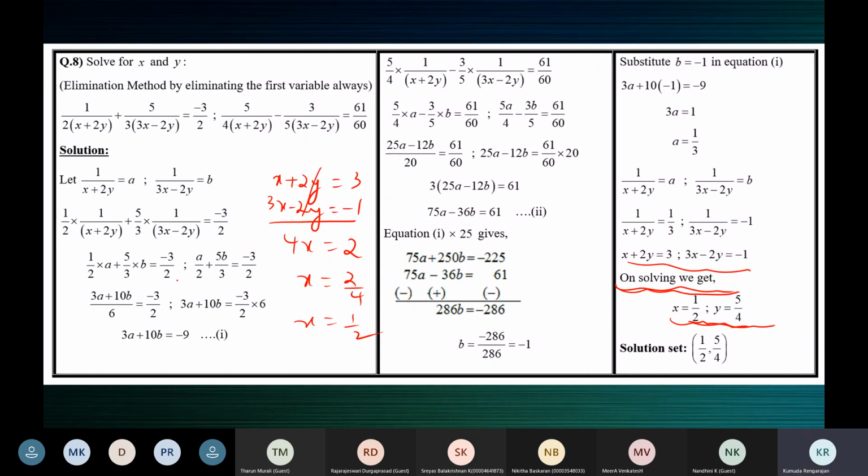So if you take the first equation, x plus 2y is equal to 3. x plus 2 into 1 by 2 is equal to 3. 2 and 2 will get cancelled. So x plus 1 is equal to 3. x is equal to 3 minus 1, which is, oh, sorry. x is 1 by 2. No, I didn't substitute correctly. I substituted for y.